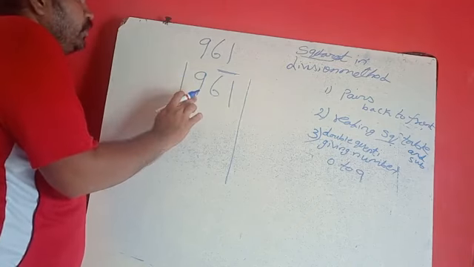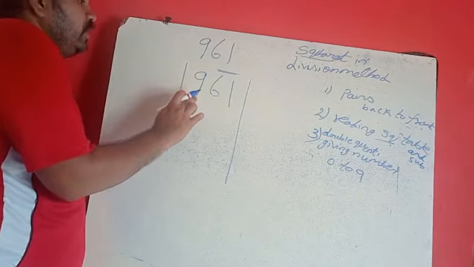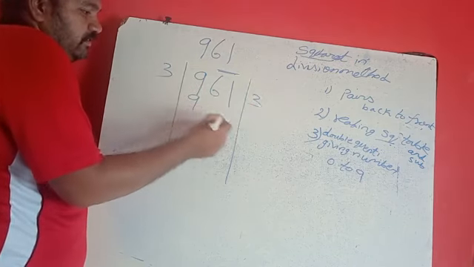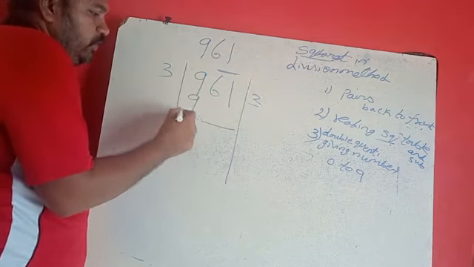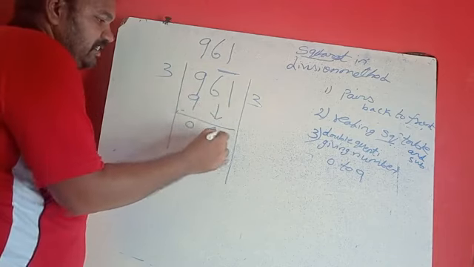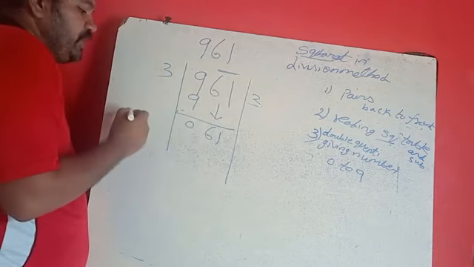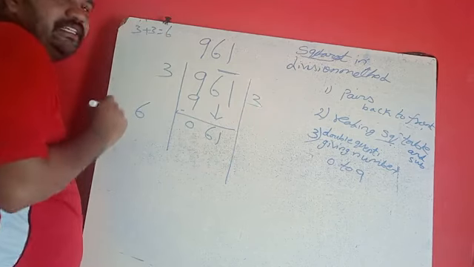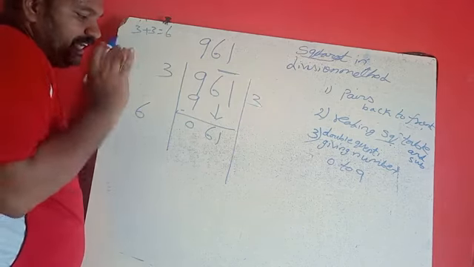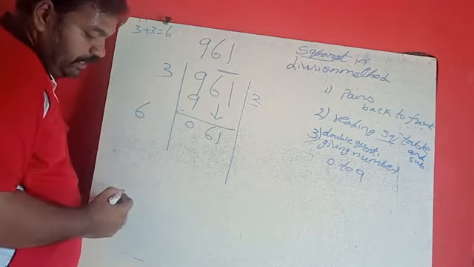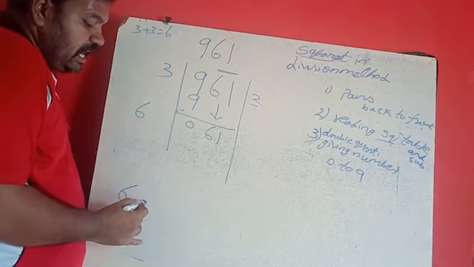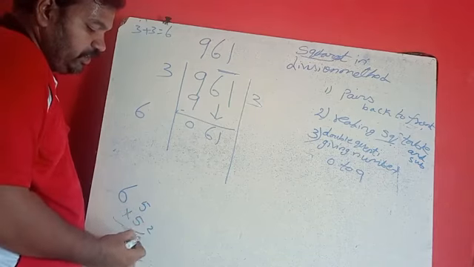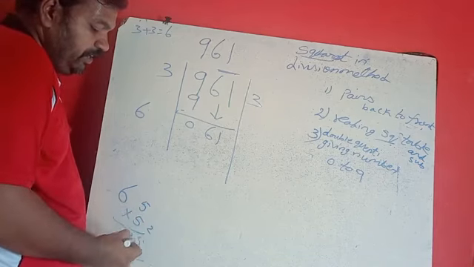3, 9. 1 ones are 1. 2 twos are 4. 3 threes are 9. 0. Drop the set. 61. Now double the quotient. 3 plus 3, 6. Now giving that number for this 6, always I will start with 5 into 5. 5 5s are 25, 6 5s are 30, 325.